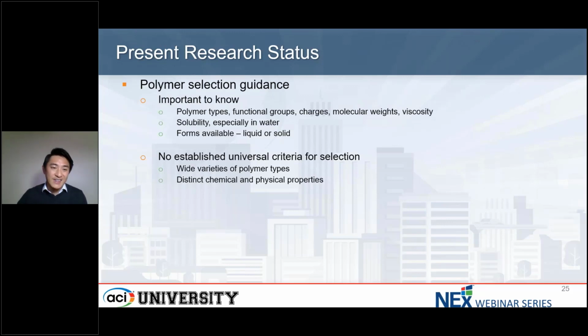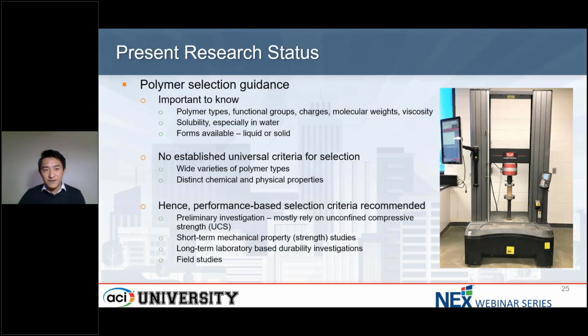However, even in this step, sometimes it's challenging because there's no established universal criteria for such a selection, because of the wide variety of these polymers. And also, we covered 6 groups basically earlier. Even within those 6 groups, there could be thousands of different variations. Each one of them can have quite distinct chemical properties. So that's why it's quite difficult to just select that polymer based on the material itself. So what we recommend here is based on their performance.